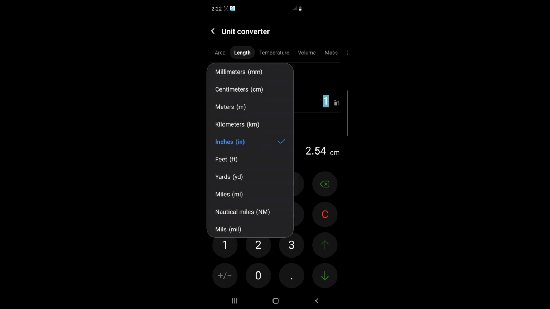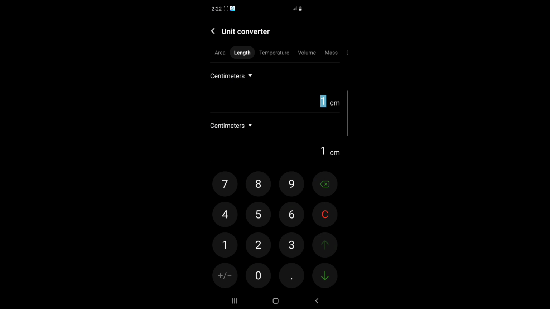Now, assuming that your customer sent you measurements in millimeters, centimeters, meters, kilometers, feet, yards, miles, nautical miles, or mils, right? These are the units for measurement in length. So any of the ways they sent you the measurement, let's assume that they sent it in centimeters, which is this, right? And you want to convert to inches.